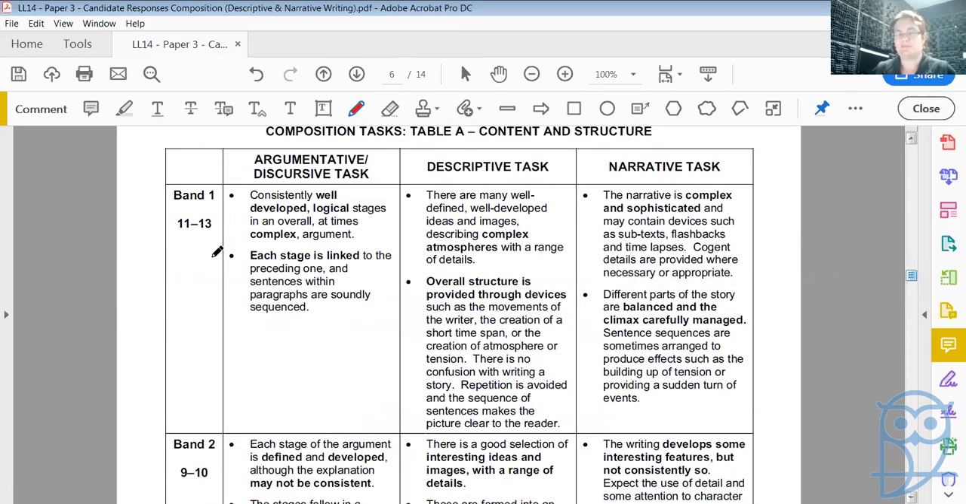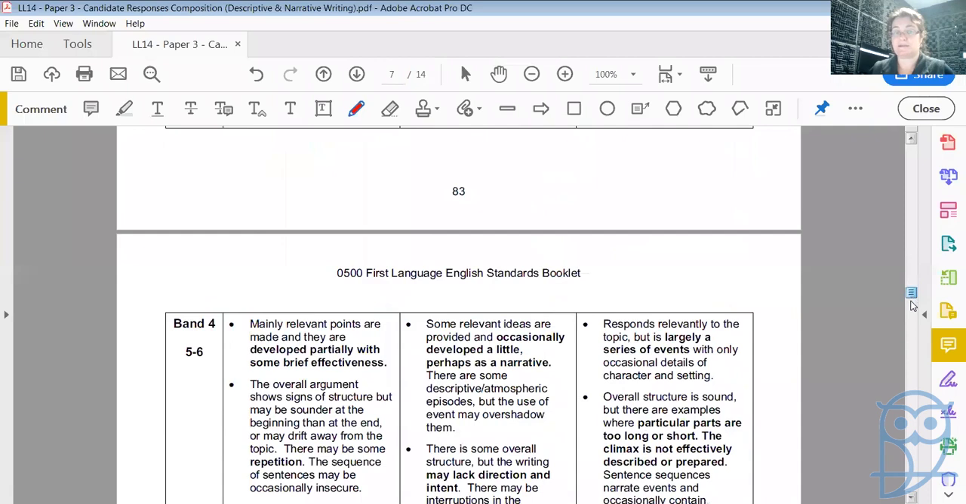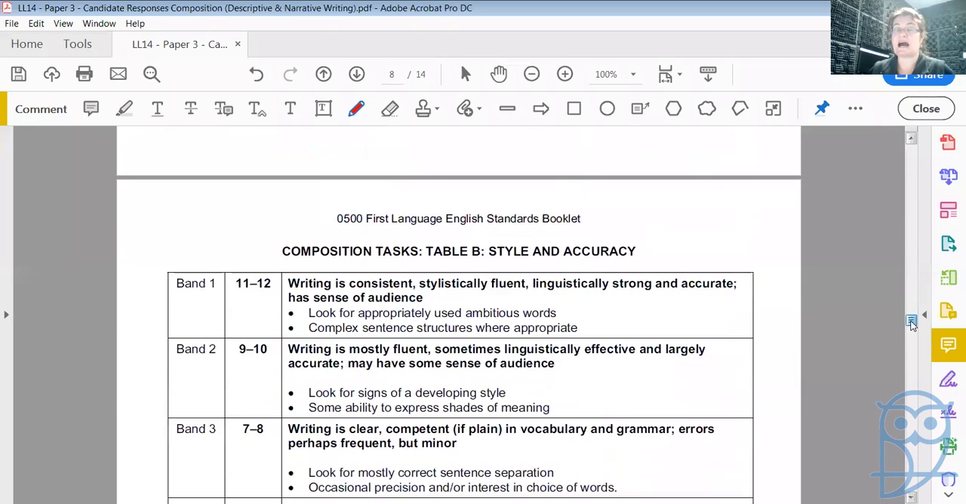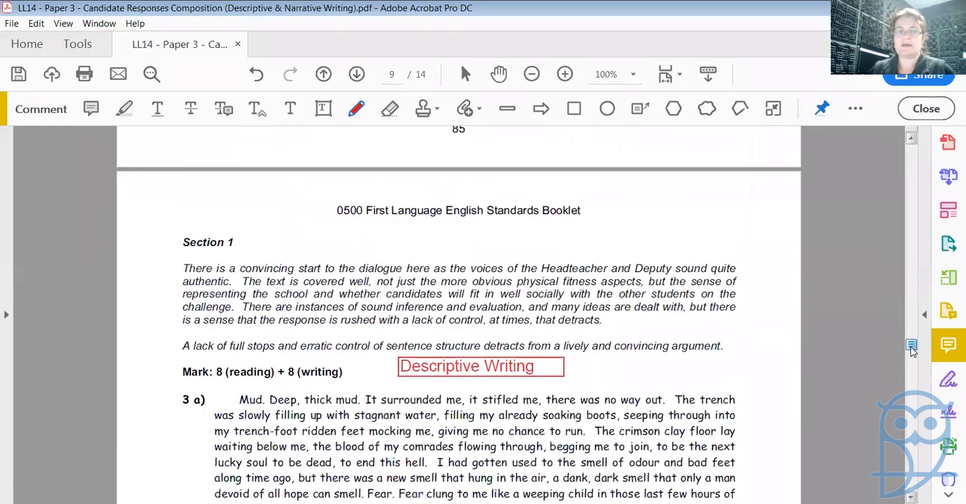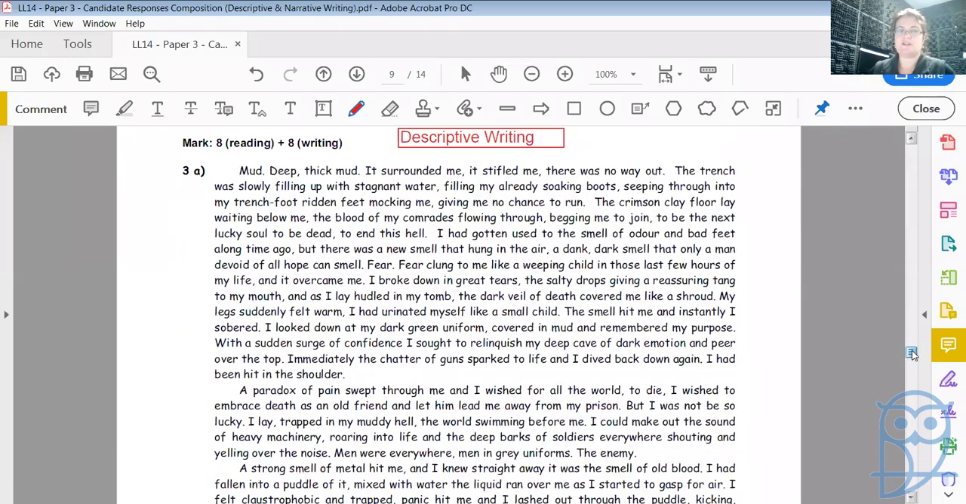Here's the table which shows you the different bands that they will mark you for in terms of this content and structure. And so we'll be focusing on these two bands today. Read that for yourselves, please, if you get a chance. Very important to see how you are marked. And here's the second part for style and accuracy, your grammar, the way you write. Okay, now let's go on to our first sample answer.